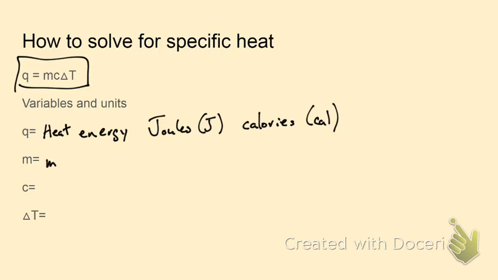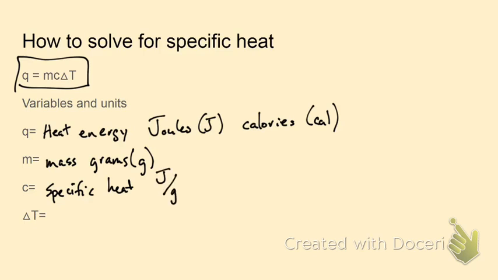M is mass, which is going to be in grams. And then C is your specific heat. Specific heat is usually going to be measured in joules per gram times degrees Celsius. And then delta means change. So this is your temperature change: the final temperature minus the initial temperature. And this is usually in degrees Celsius. We don't really worry about Kelvin.